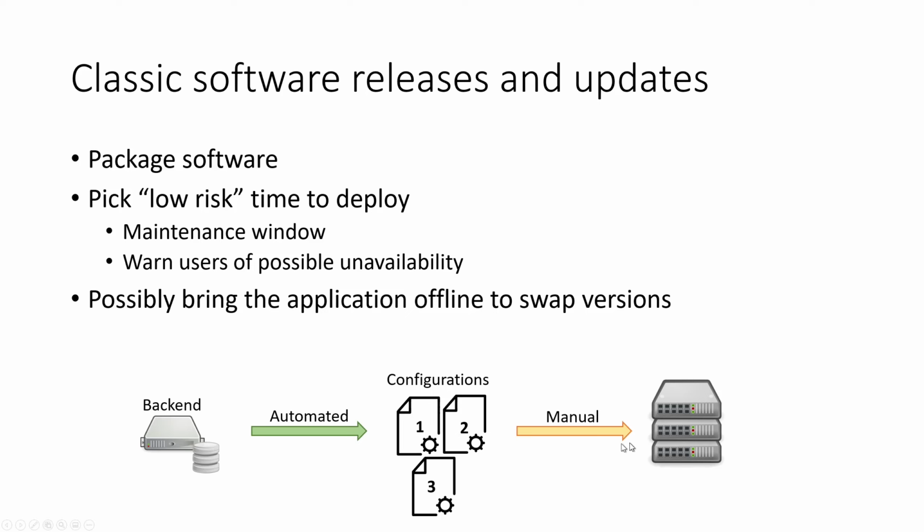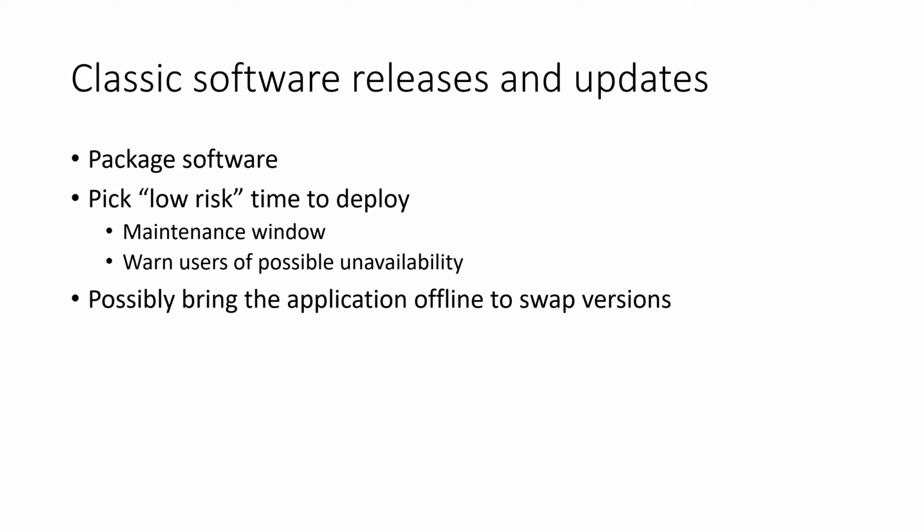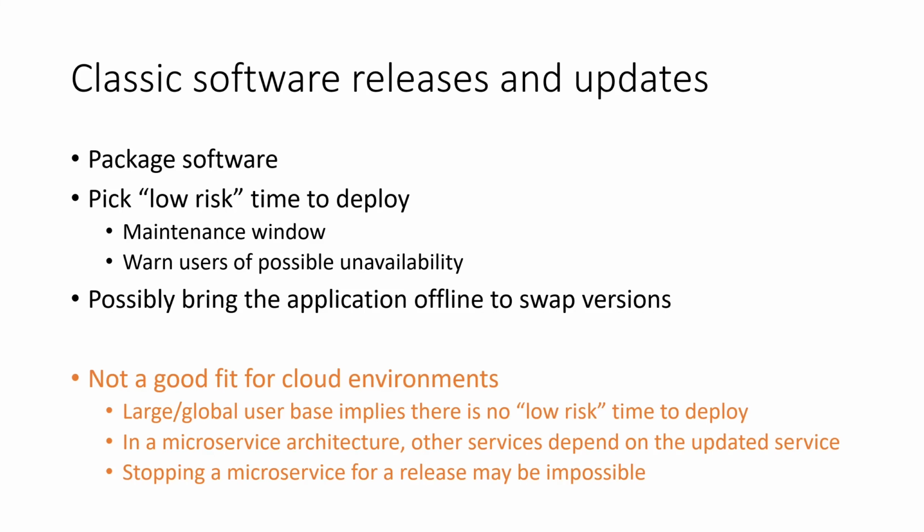So whenever we need to push configurations to the routers, we pick a low risk time to deploy. For example, we might choose 2 p.m. so that if something goes wrong, we have the rest of the afternoon to debug the problem. And possibly, when we are upgrading the service, we might need to bring the application offline, even if for a short while, so that we can swap versions. This approach is not a very good fit for cloud environments.